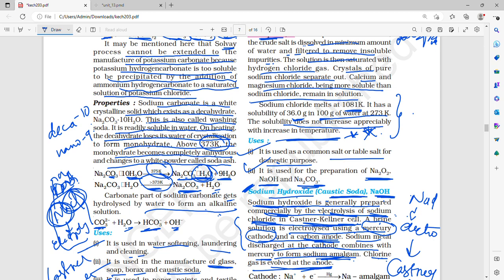Now, the carbonate part of sodium carbonate gets hydrolyzed by water to form an alkaline solution. The carbonate part, that is CO3 2-, gets hydrolyzed by water to form an alkaline solution, HCO3- and OH-.